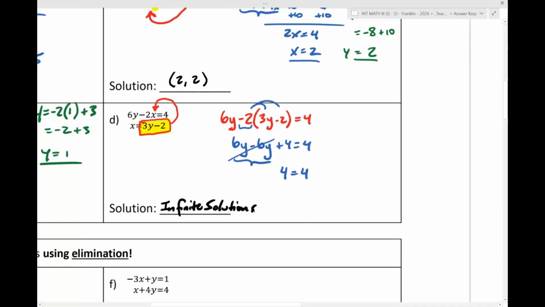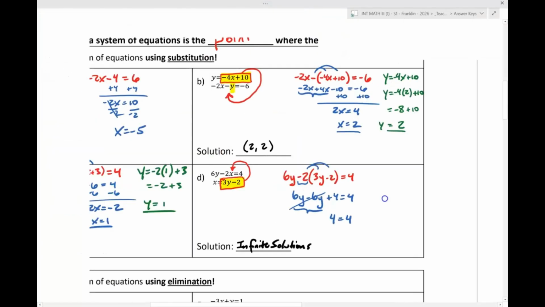And if we look at the equations, what this actually means is that these are the same equation. If we solve that top equation for x, we would get x equals 3y minus 2. And so this means, if you remember from our graphing notes, that these two lines are the same. If we graphed these, they would be in exactly the same place on the graph. And so every point they have is a point that they share. And they have infinite solutions.